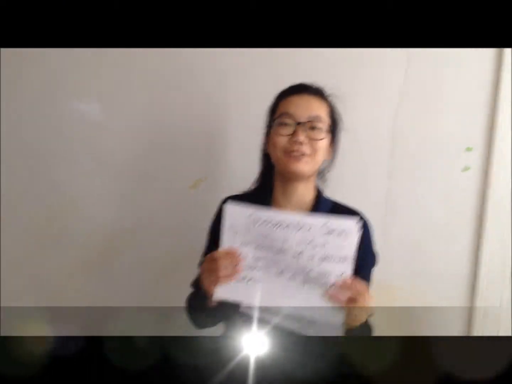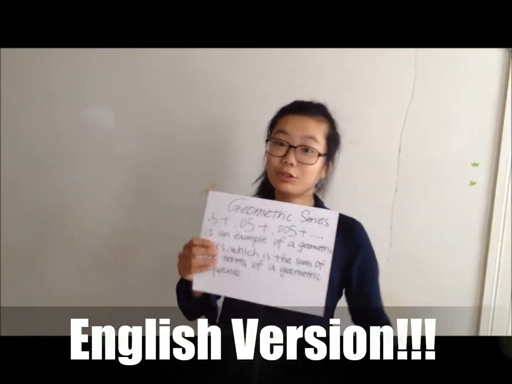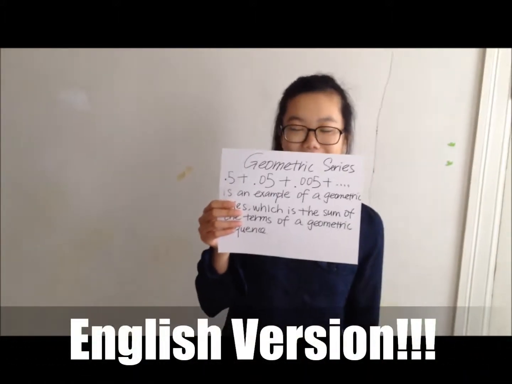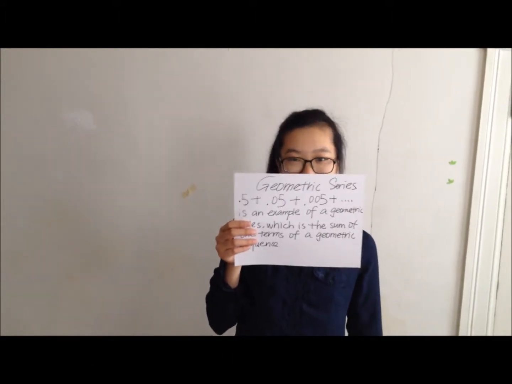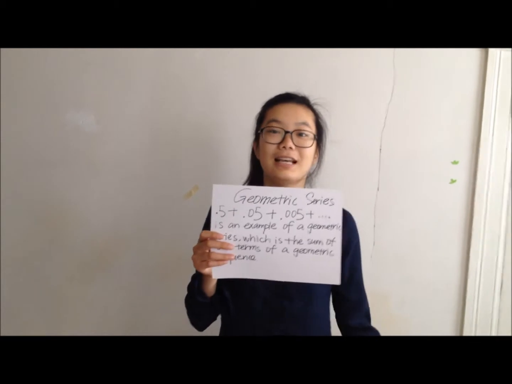Hi, welcome to math class. Today we are going to learn geometry series. What's geometry series? Geometry series is something like 0.5 plus 0.05 plus 0.005 plus etc., which is the sum of the terms of the geometry sequence.